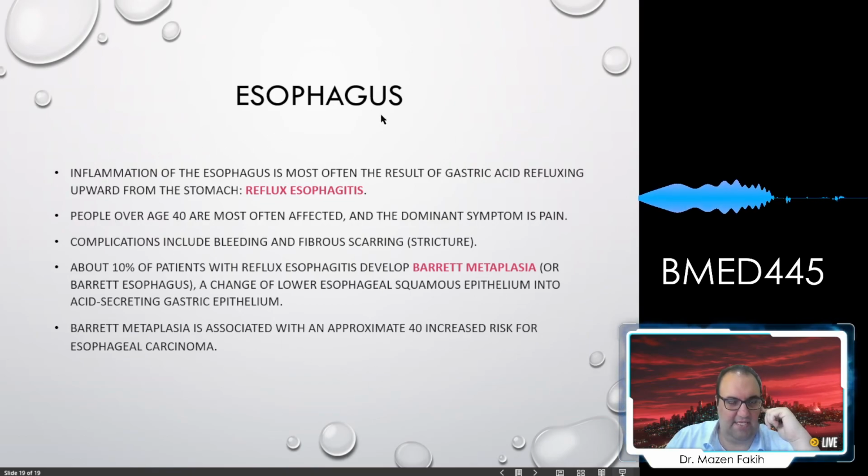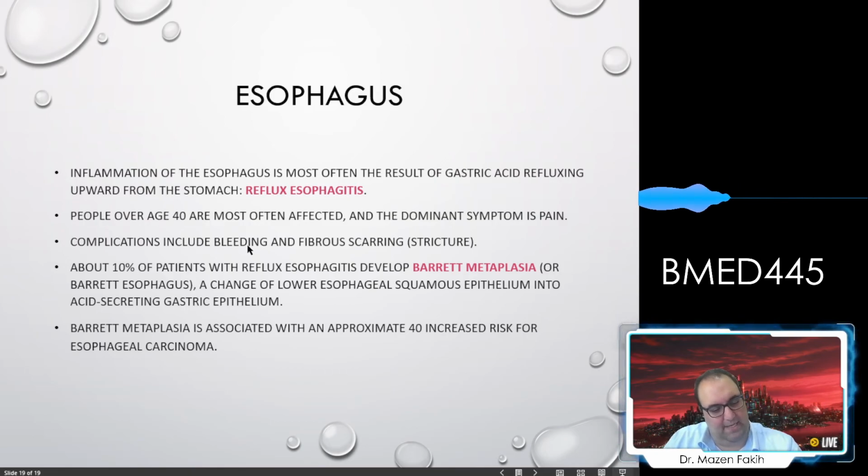This is the final slide continuing with the esophagus. Inflammation of the esophagus عادة بيكون سببه الgastric acid refluxing upward يلي بيعمل اللي بنسميه reflux esophagitis. عادة هذا بيصير كتير بالأشخاص اللي فوق 40 سنة. أكتر شيء بيحسوه هو وجع على راس المعدة وممكن يحسوا بالحرقة بالإسوفاجس يلي بنسميه ساعتها GERD gastroesophageal reflux disease.